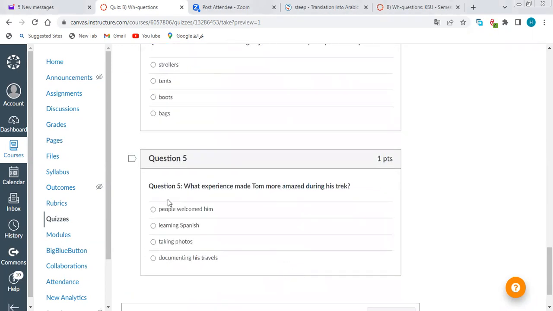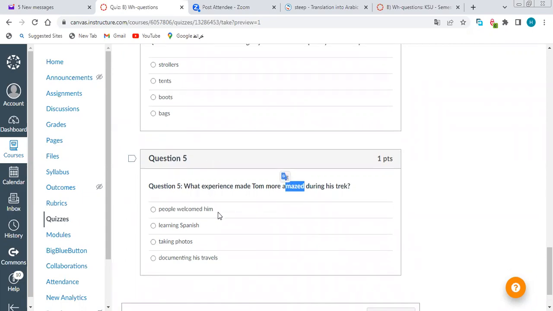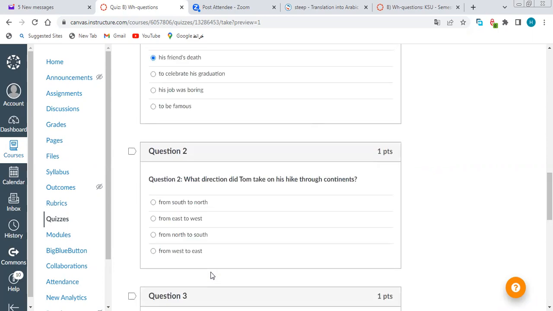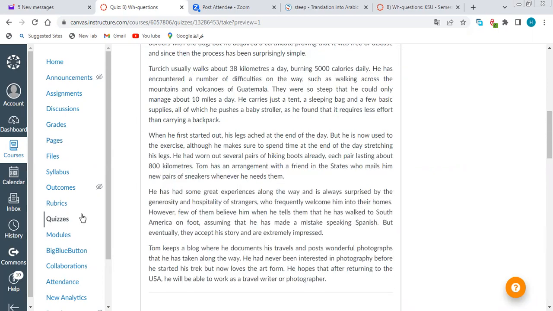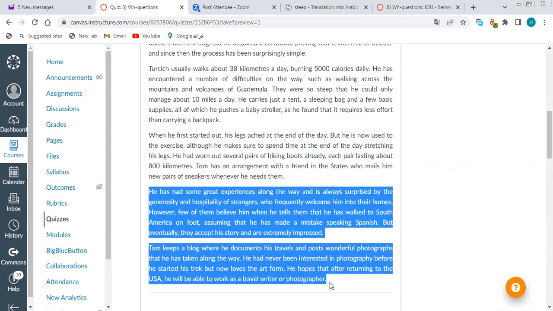The last one: what experience made Tom more amazed during his trek? What experience made Tom astonished during his trek? Trek, guys, I mean long walk. People welcomed him, learning Spanish, taking photos, or documenting his travels. You will find the answer in the last two paragraphs, in these two paragraphs.